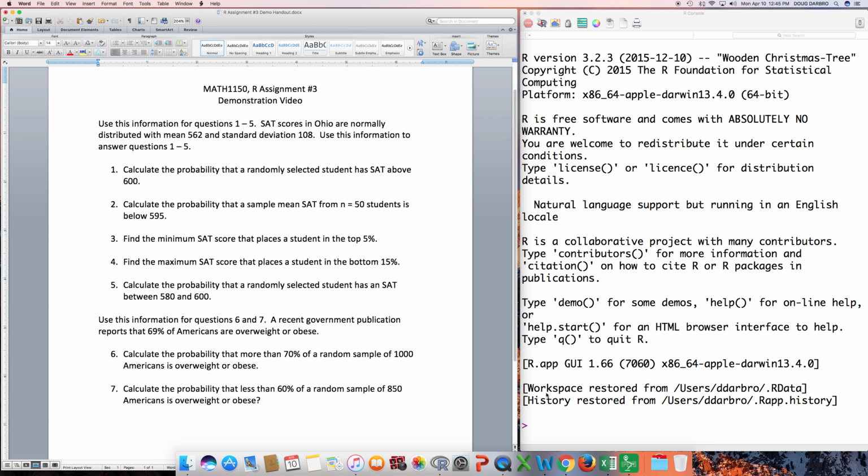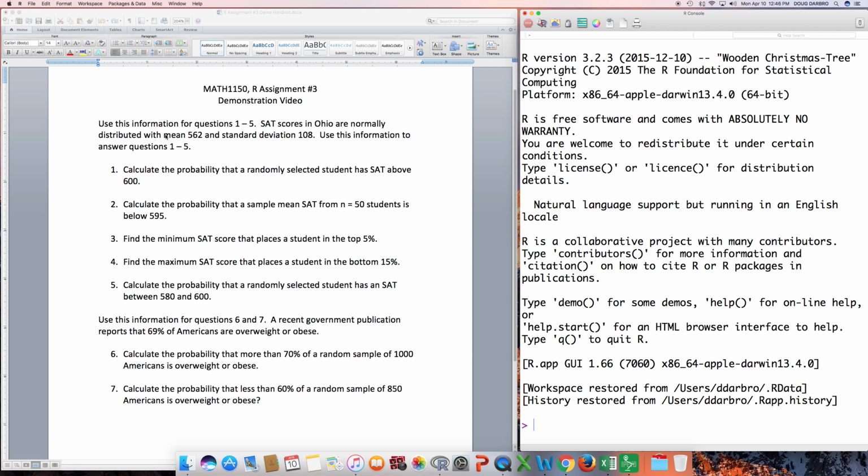All right, let's just work through this. How would we do these problems using R? One cool thing about these types of problems, and I think it makes it easier, is we're not dealing with a data set. So we don't have to set our working directory or get our working directory, anything like that, because we don't have a data set on our desktop. These problems we can just get done. So the first problem: calculate the probability that a randomly selected student has an SAT score above 600.